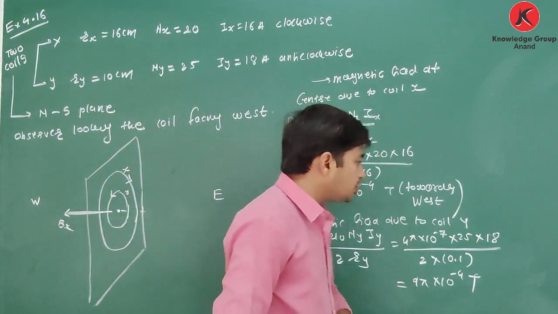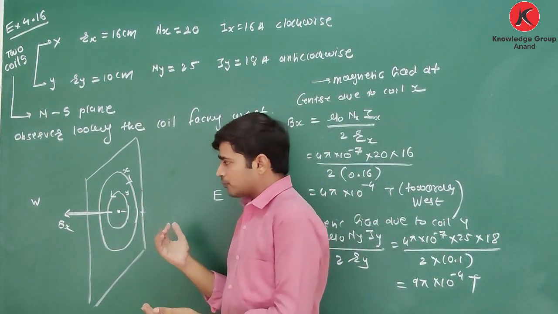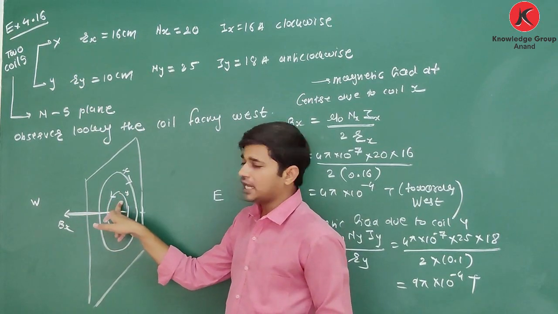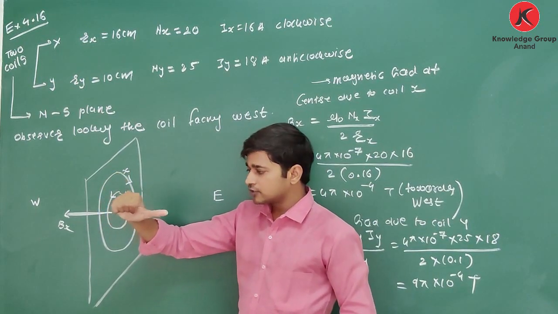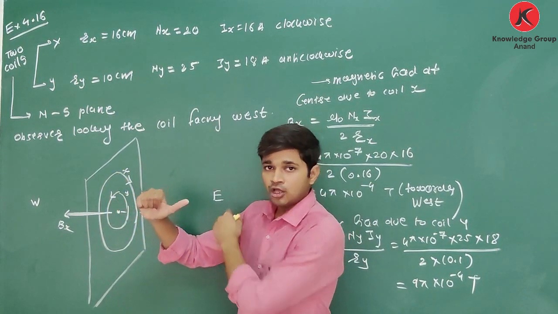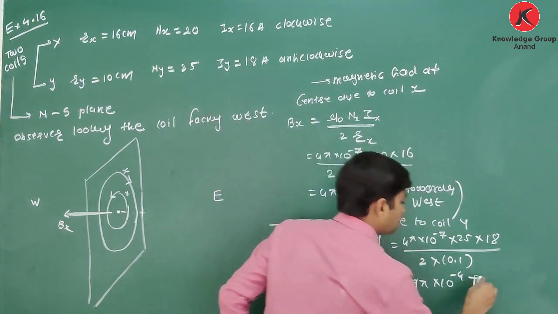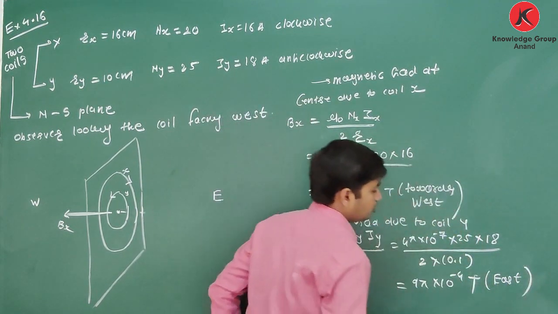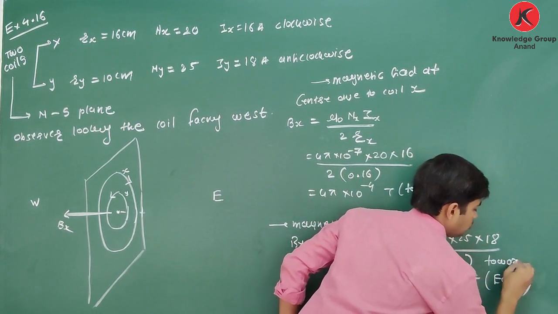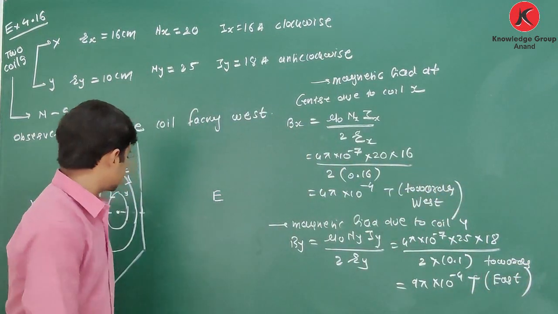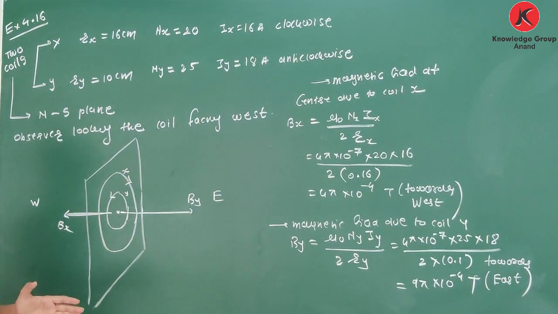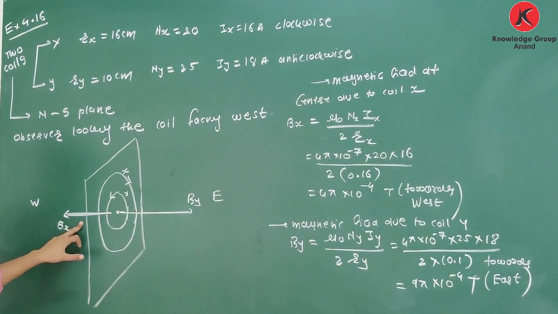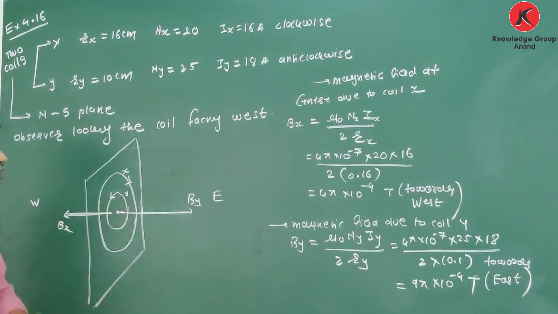Now that is the magnitude. What is the direction? See, again the observer is facing west. In coil Y, current is flowing in anti-clockwise direction. So the thumb is in east direction. So magnetic field due to coil Y is towards east. Clear about this? In the figure I can draw it like this. It is By. So from the figure it is clear: at center, magnetic field Bx due to X coil is in western direction, and By is in east direction. They both are in opposite direction.